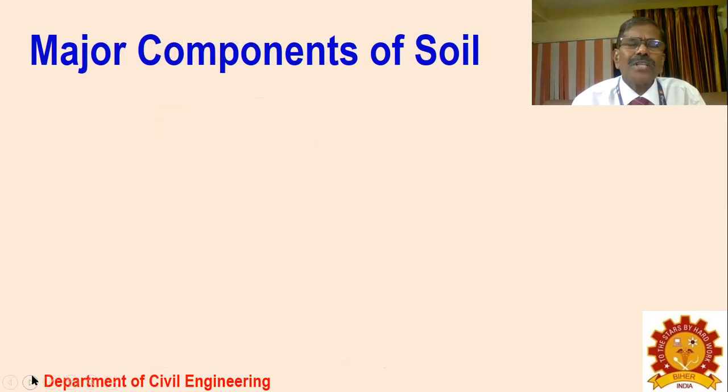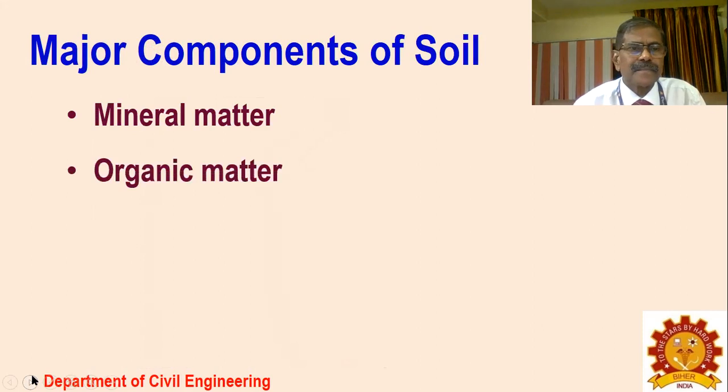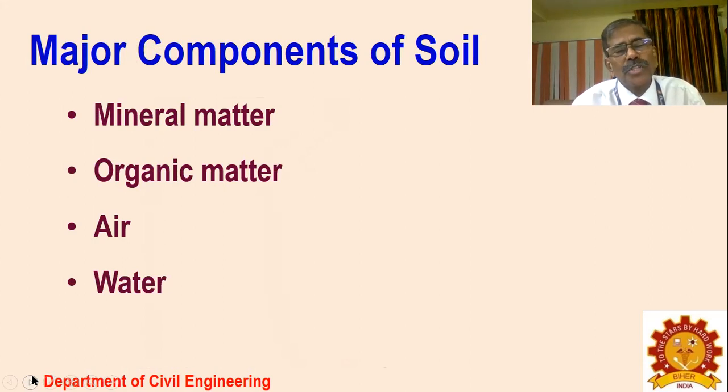Now, what are the major components of the soil? Mineral matter, then organic matter, then air, entrapped air, water. This water only contributes to the moisture content in the soil, which is what we are talking about in the moisture equilibrium of the soil. But as such, the major component of the soil is contributed by various other materials like this.